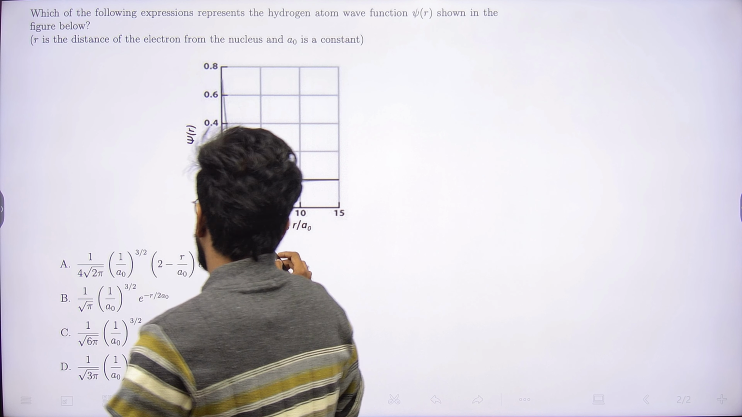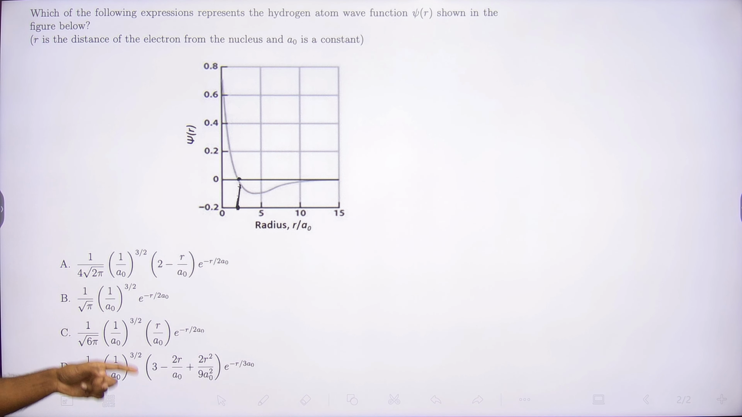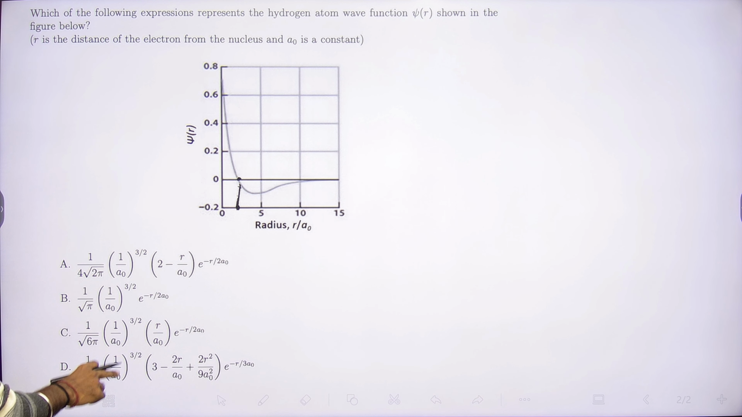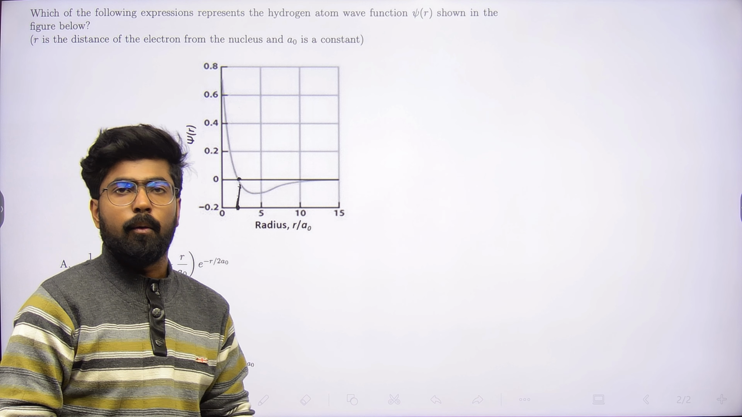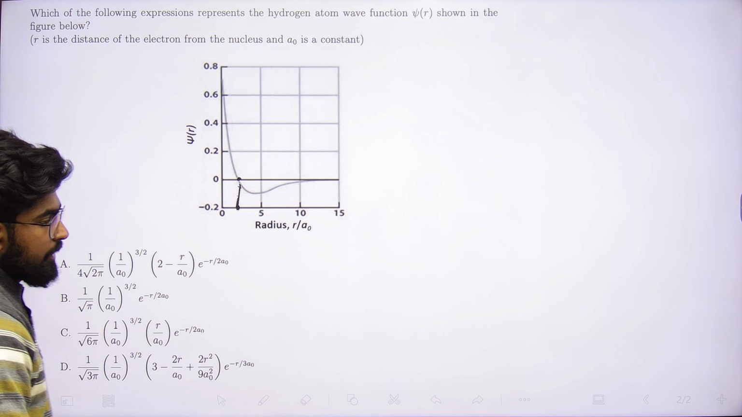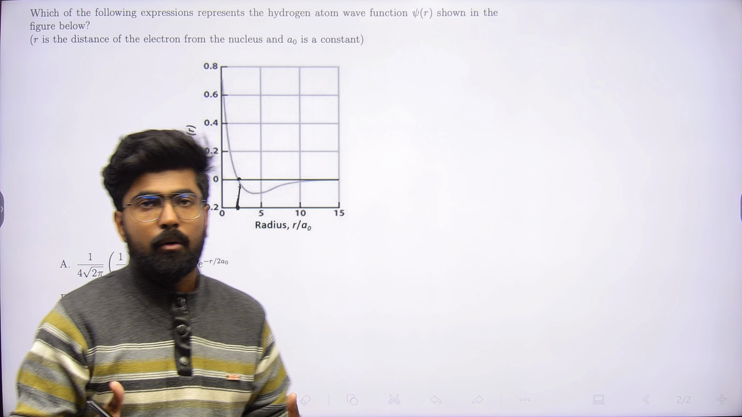So if any of these equations belong to this graph, then they must give 0 value for some value of r by a naught. So what we have to check is whether these equations can be put to 0 at all or not, based on their mathematical functions.